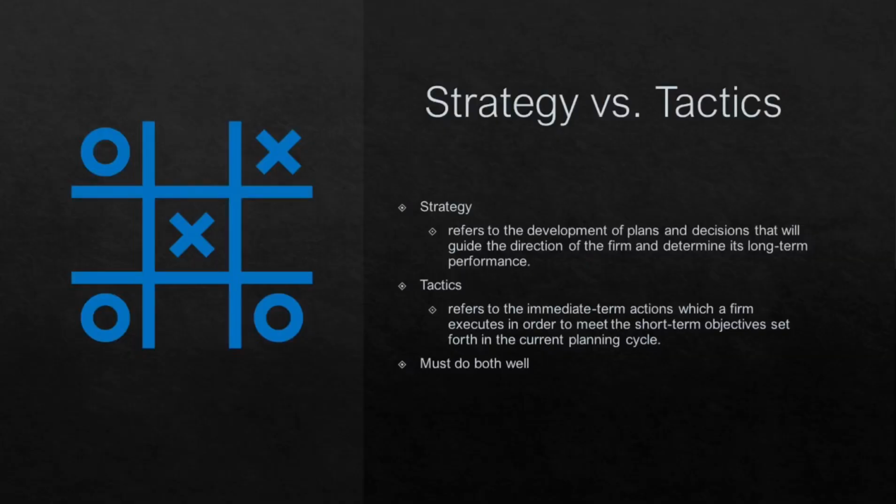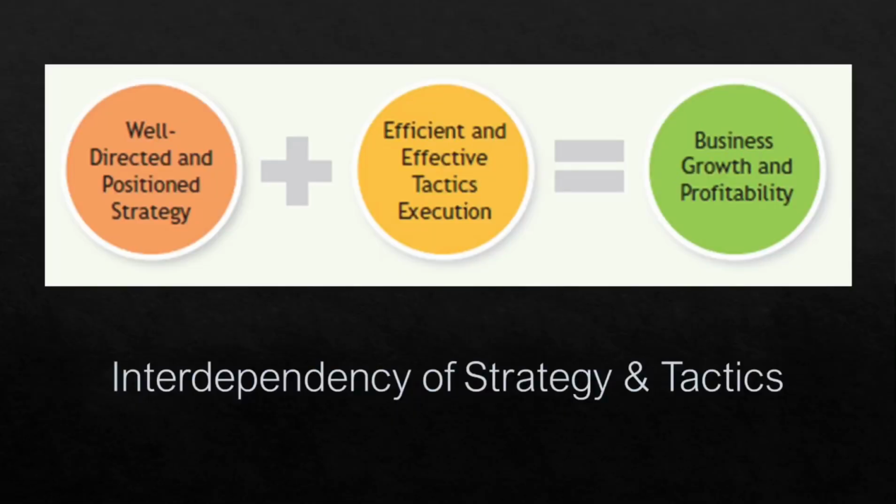Also, strategy tells us, do we have the competency that we need to compete in this market or not? Under strategy comes tactics. And tactics are the immediate-term actions that a firm or a business executes to meet the short-term objectives. So while strategy is a broad plan for what we will do to respond to a certain opportunity in the market, tactics are the short-term actions or activities that we will take now to enable the business to go in this direction.